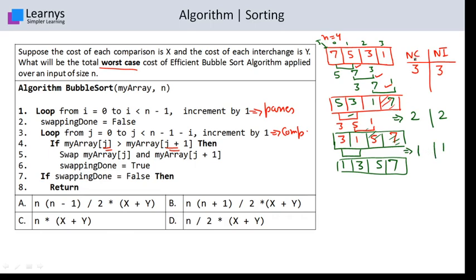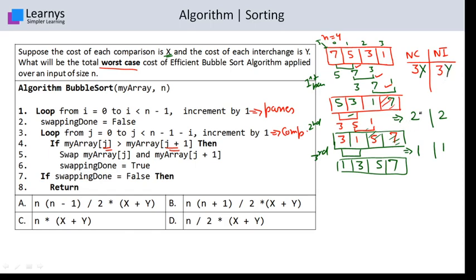Now what is the cost of each comparison? It is given in the question that the cost of each comparison is x. Because there are a total of 3 comparisons and the cost of each comparison is x, what will be the total cost in the first pass? This is the first pass, this is the second pass, and this is the third pass. So here I can write 3x. Similarly for the interchange I can write 3y.